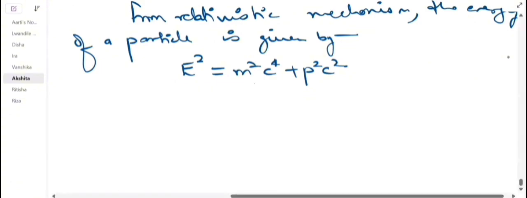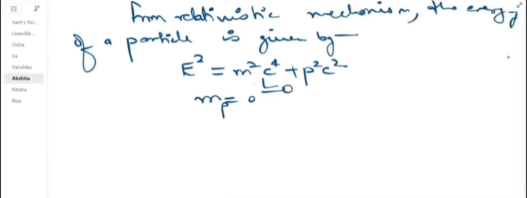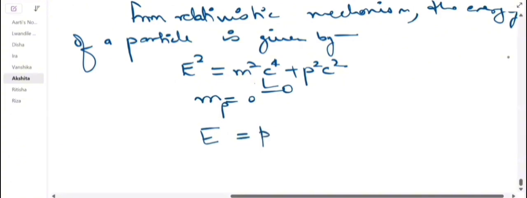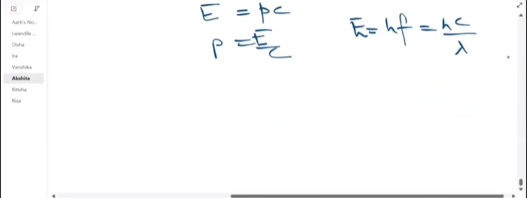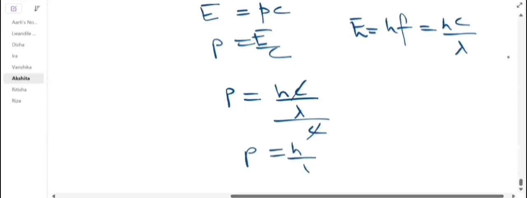Suppose I consider that the mass of the photon is 0, therefore this whole term will become 0. Correct? Therefore my E will become equal to pc. Hence p is nothing but E over c. I am aware that E is equal to hf, and that equals hc over lambda. Let's put this value in. So p will be hc over lambda, over c. The c will get cancelled out and I'm left with p equals h over lambda. So the change in momentum will result in a change of wavelength also.